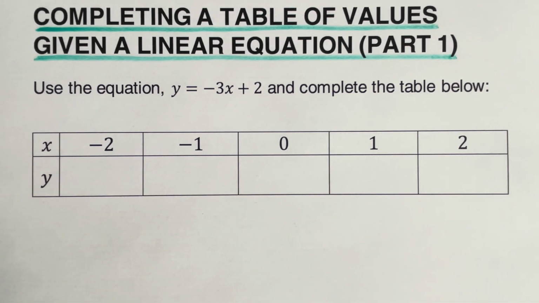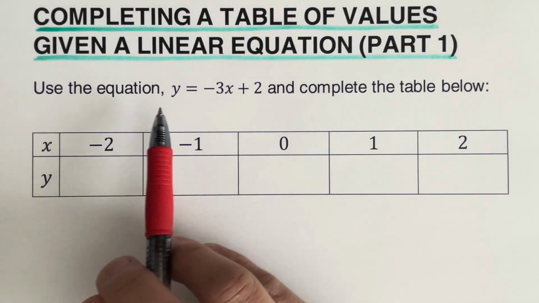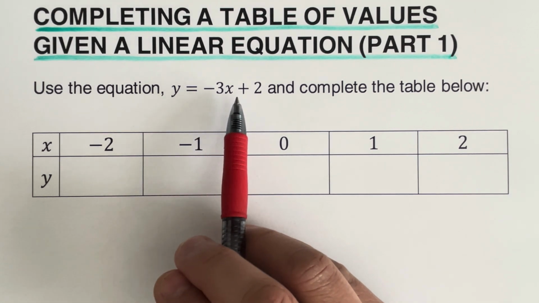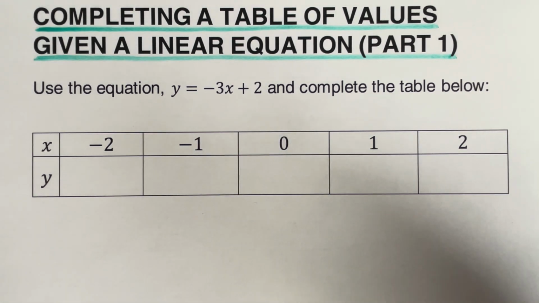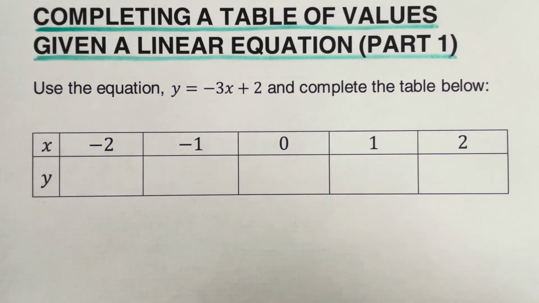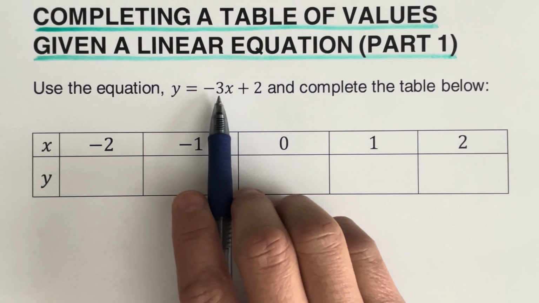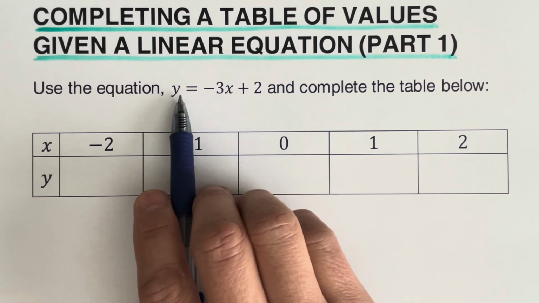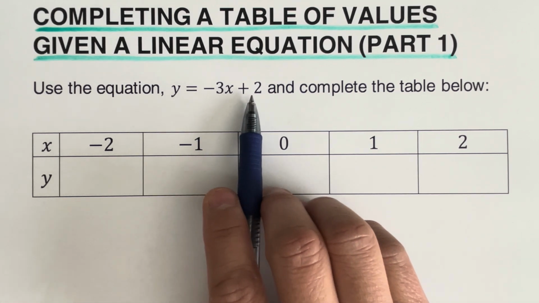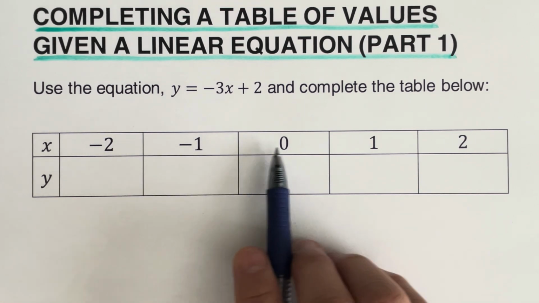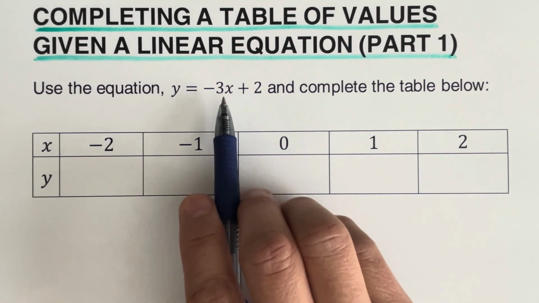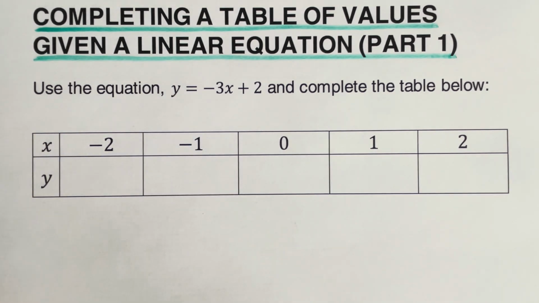Now let's look into this first example right here. Use the equation y equals negative 3x plus 2 and complete the table below. So again, in this part, we're going to use substitution to complete the table. We are going to use this equation, y equals negative 3x plus 2, and plug negative 2, negative 1, 0, 1, and 2 into the x so that we are able to solve for the y. I'm just going to show the work at the bottom right here.